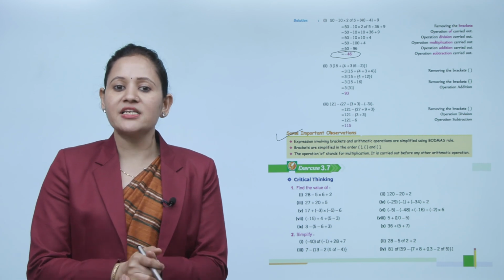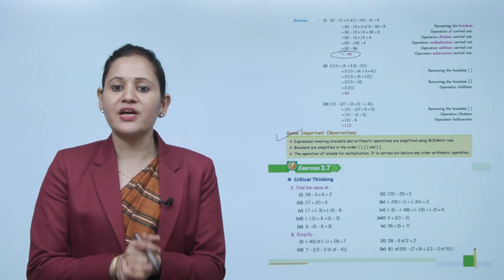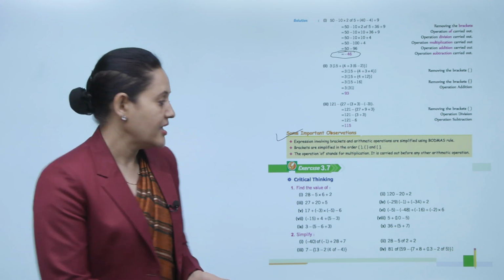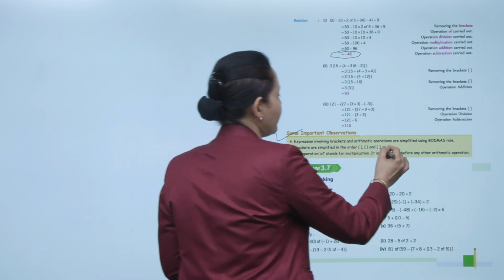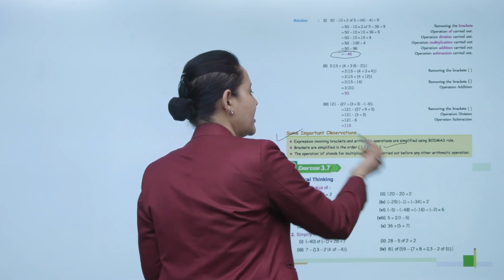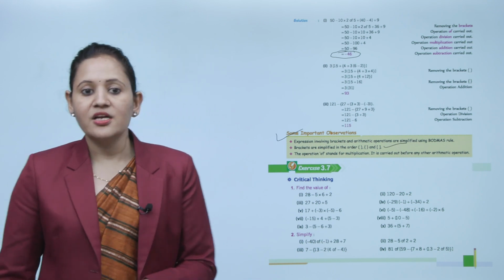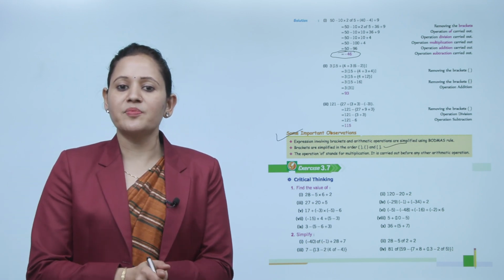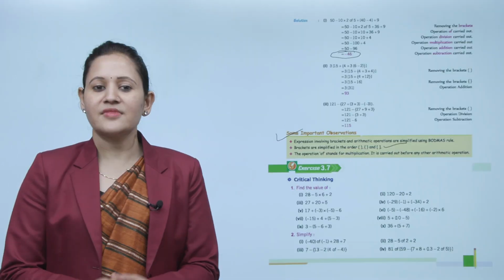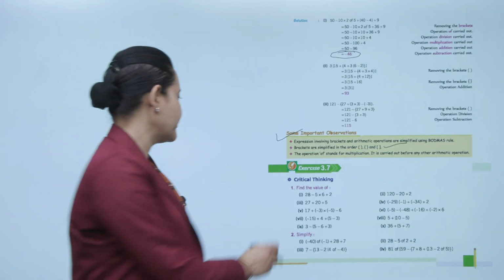Expressions involving brackets or arithmetic operations are simplified using the BODMAS rule. Brackets are simplified in order. This will be the order of simplifying the brackets: small, then middle and then big bracket. Clear? The operation of stands for the multiplication. It is carried out before other arithmetic operations. Next is exercise 3.7.